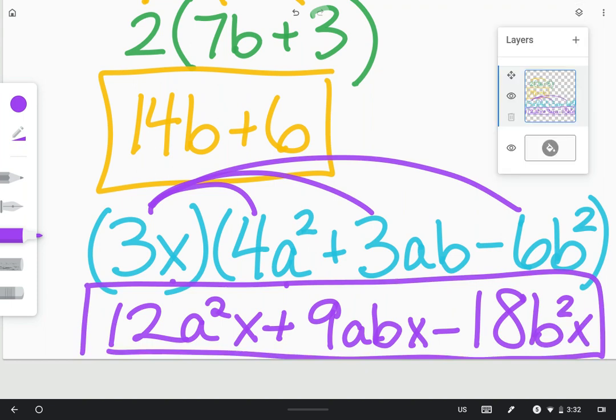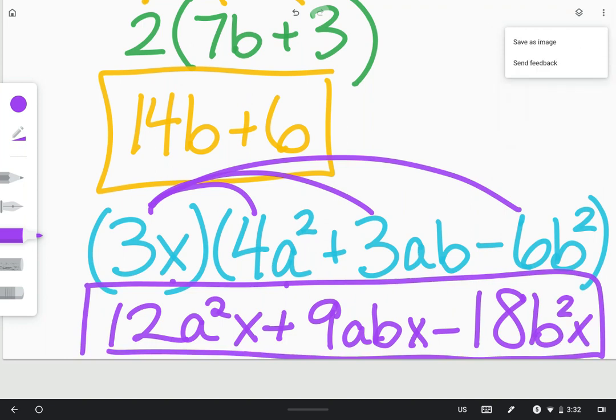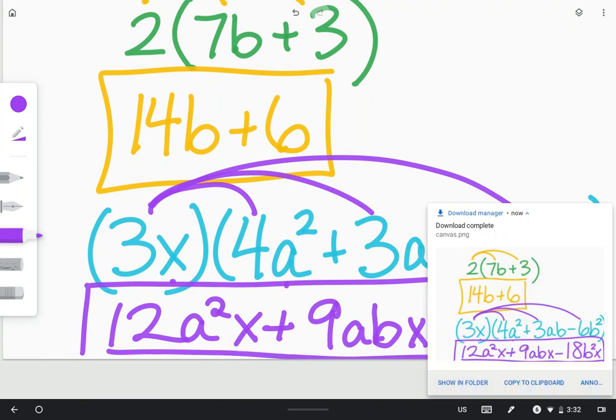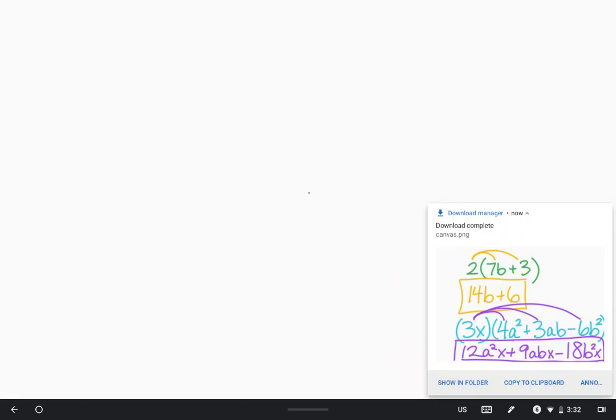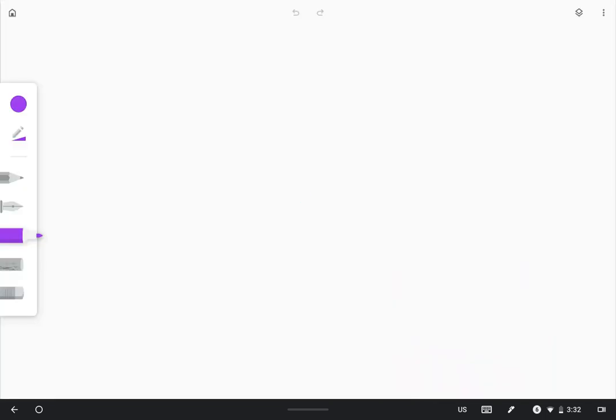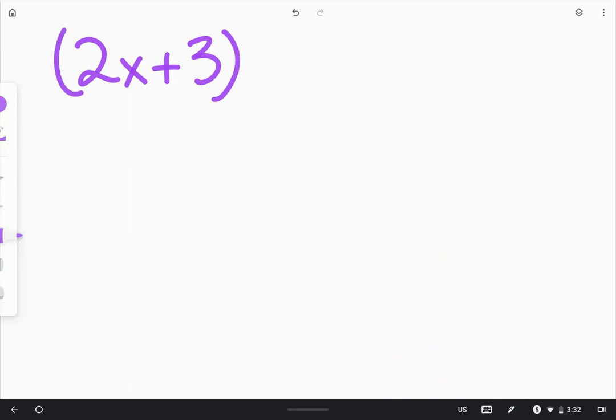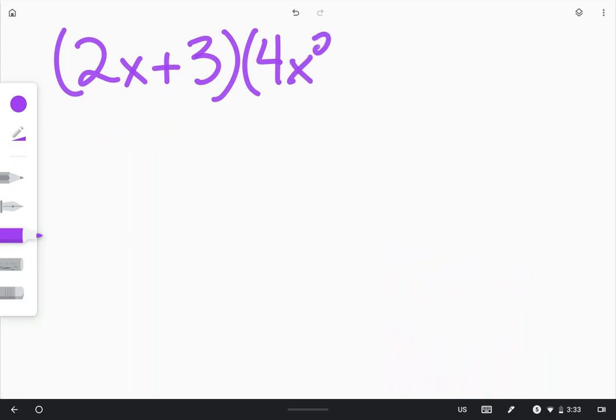Let's add another drawing here. I will save this, and we'll do a new drawing. After that, they take it up yet another level. In the next problem, you have a term that is 2 terms times a term that is 3 terms. So let's just do this. Let's make this one up.